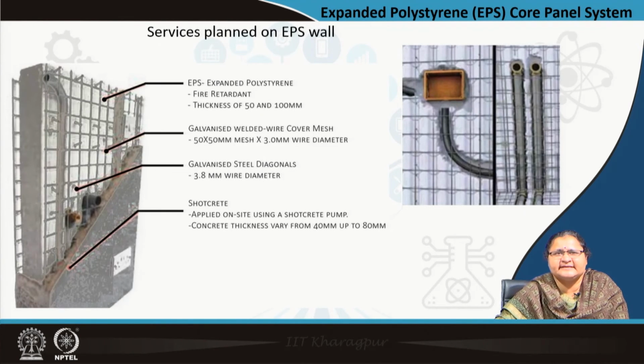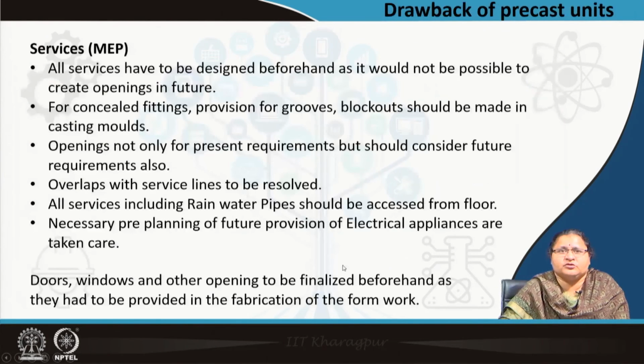Here you see on this EPS section all the service lines are being made, and only after that, leaving the openings not to be sealed, the shotcrete is being applied. So, this is partially taking care of the service lines. Any precast panel, as I told you, needs a schedule: whichever lines are moving are to be drawn earlier and provisions made for the routes. That is the major drawback of the precast unit system. All mechanical, electrical, plumbing, usually called MEP, services have to be designed beforehand as it would not be possible to create openings in future.